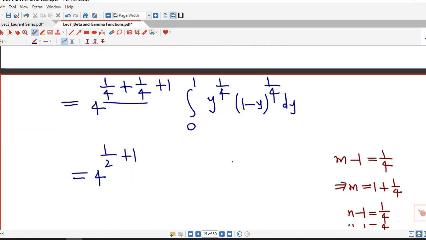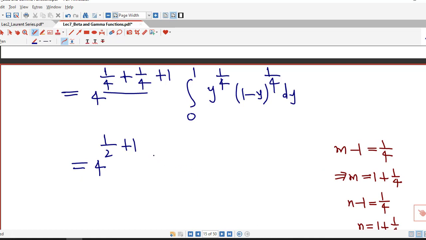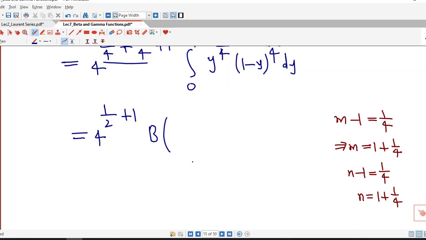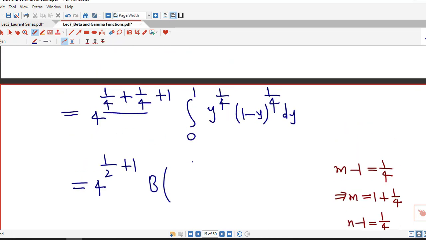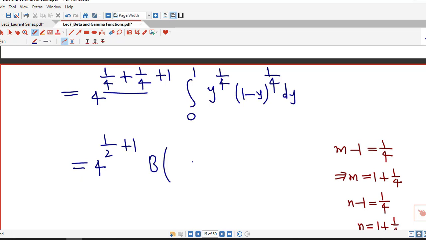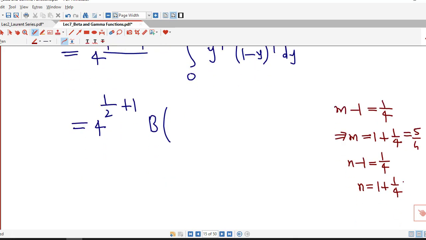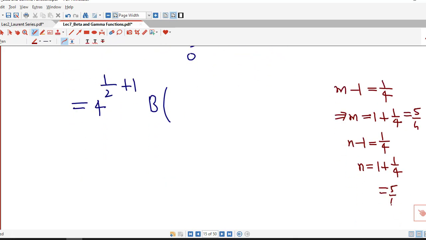So if we use the definition of beta function, this is nothing but beta function of 1 plus 1 by 4, that is 5 by 4, and here we obtain the same thing. So it is nothing but beta function of 5 by 4 comma 5 by 4. We are using the definition of beta function.